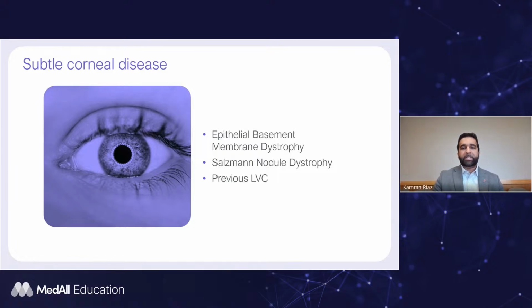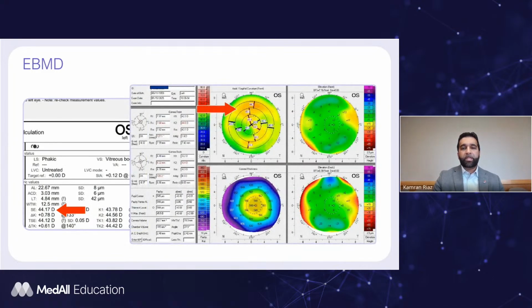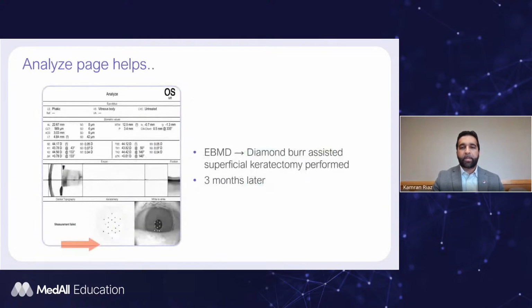Subtle corneal disease, so EBMD, Salzmann's, previous laser vision correction. EBMD can really skew what we're seeing here. So here we have a patient that comes in who seems to have very minimal astigmatism. When we look at the patient on tomography, we can see that there's quite a bit of irregularity, highlighted by where the arrow is pointing. This is a patient that has EBMD. It's important to now treat that with a superficial keratectomy, PTK, so that we've regularized or normalized the astigmatism before considering diffractive optics PC-IOLs.